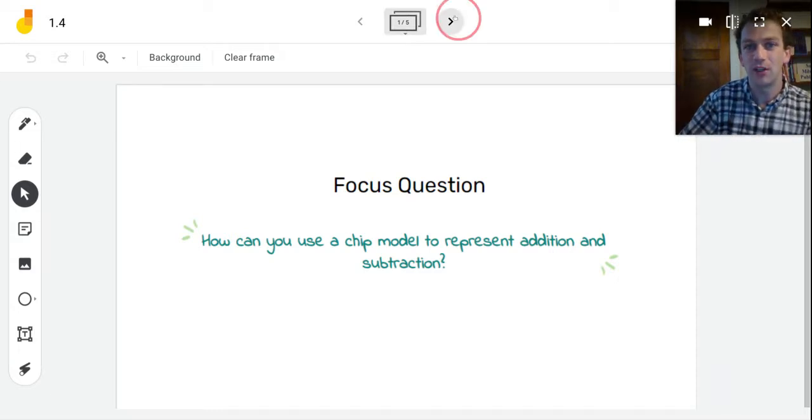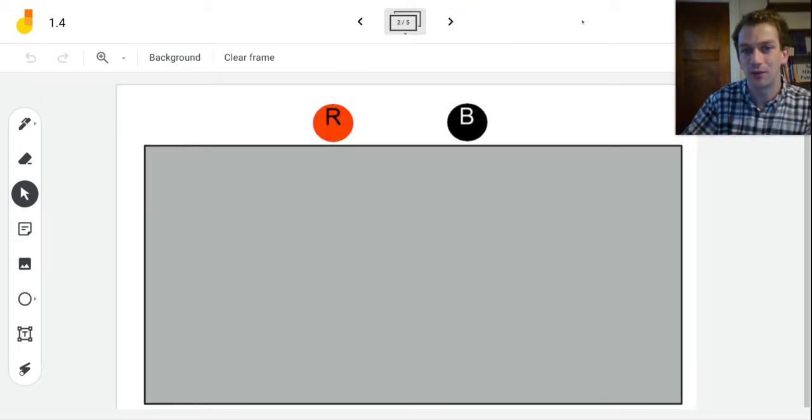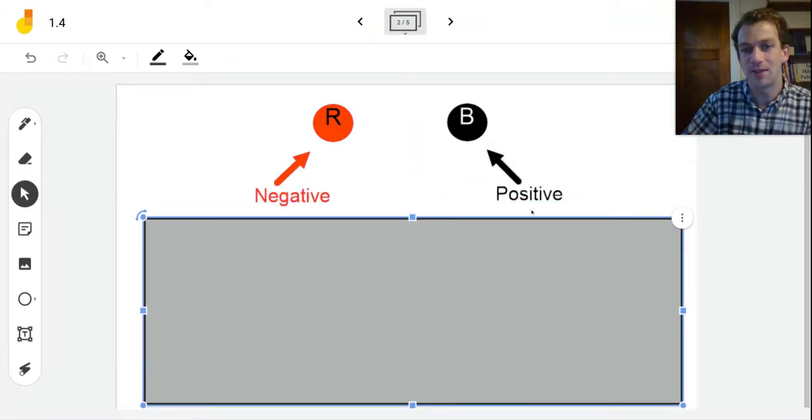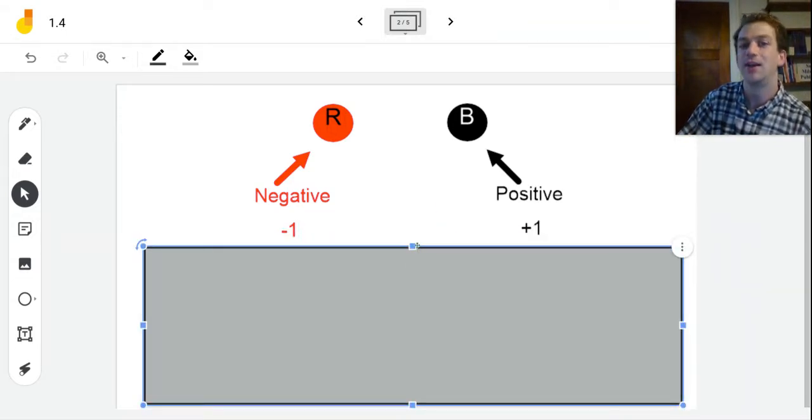The chips that we are going to be using are these red and black circles. Anytime that you see a red circle, you know that that stands for a negative number. And anytime you see a black chip, that stands for a positive number. If you have one red chip, then you have -1. And if you have one black chip, then you have +1.